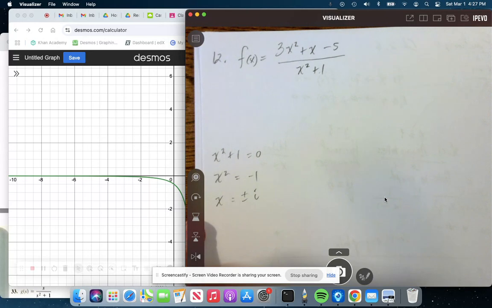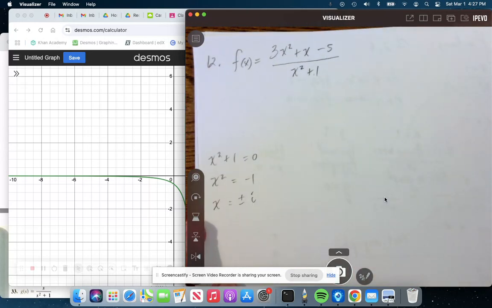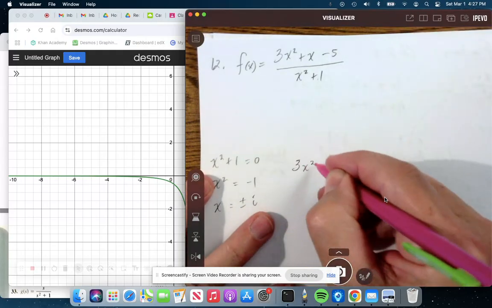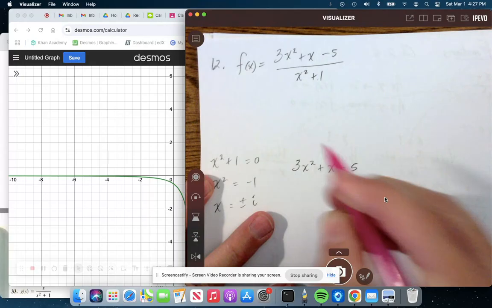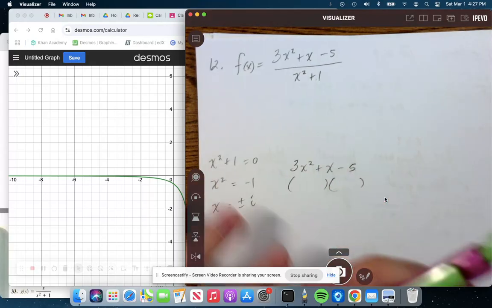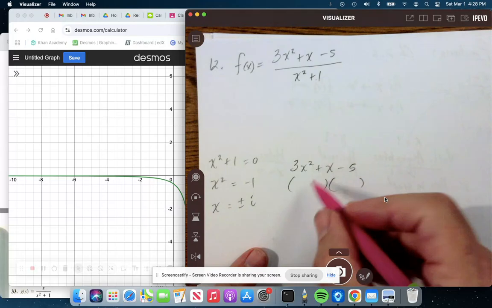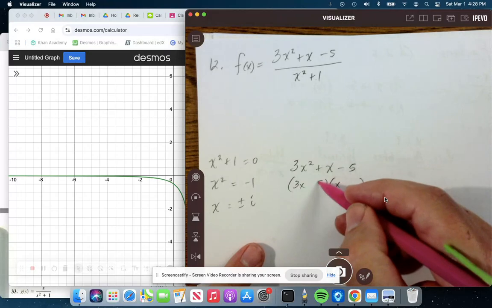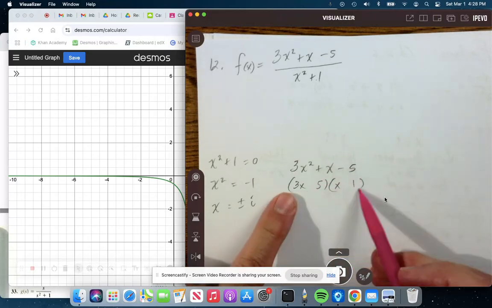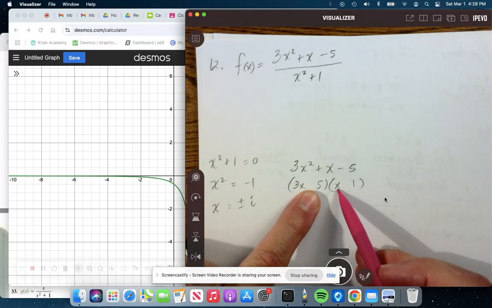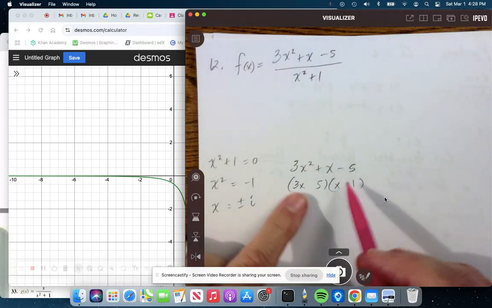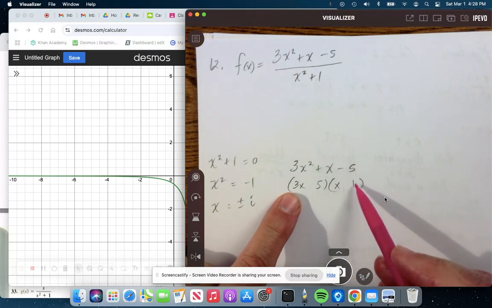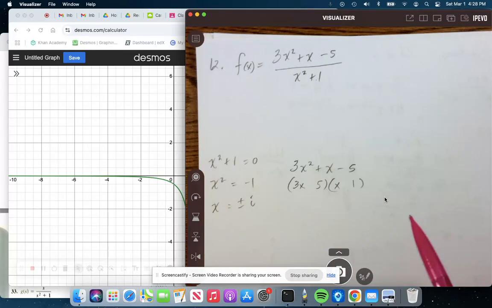Okay. What about the numerator? Can you make the numerator 0? Let's see. I've got 3x squared plus x minus 5. Can I factor this thing? If you can factor it, factor it. So 3x and x. Let's do a 5 and a 1 and see what happens. So that would be 3 and 5. I don't think so. If I switch the 3 and 5, that will just make it more extreme. So I don't think there are two numbers that multiply to 15 but add to 1, are there?